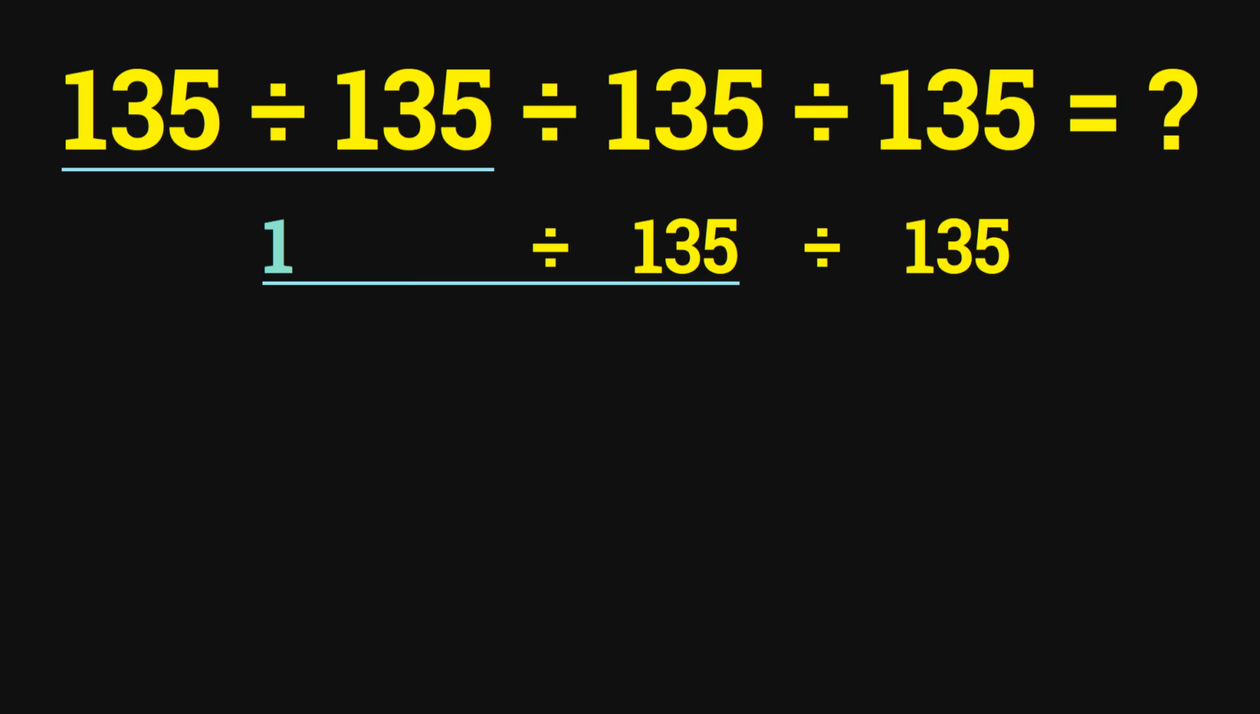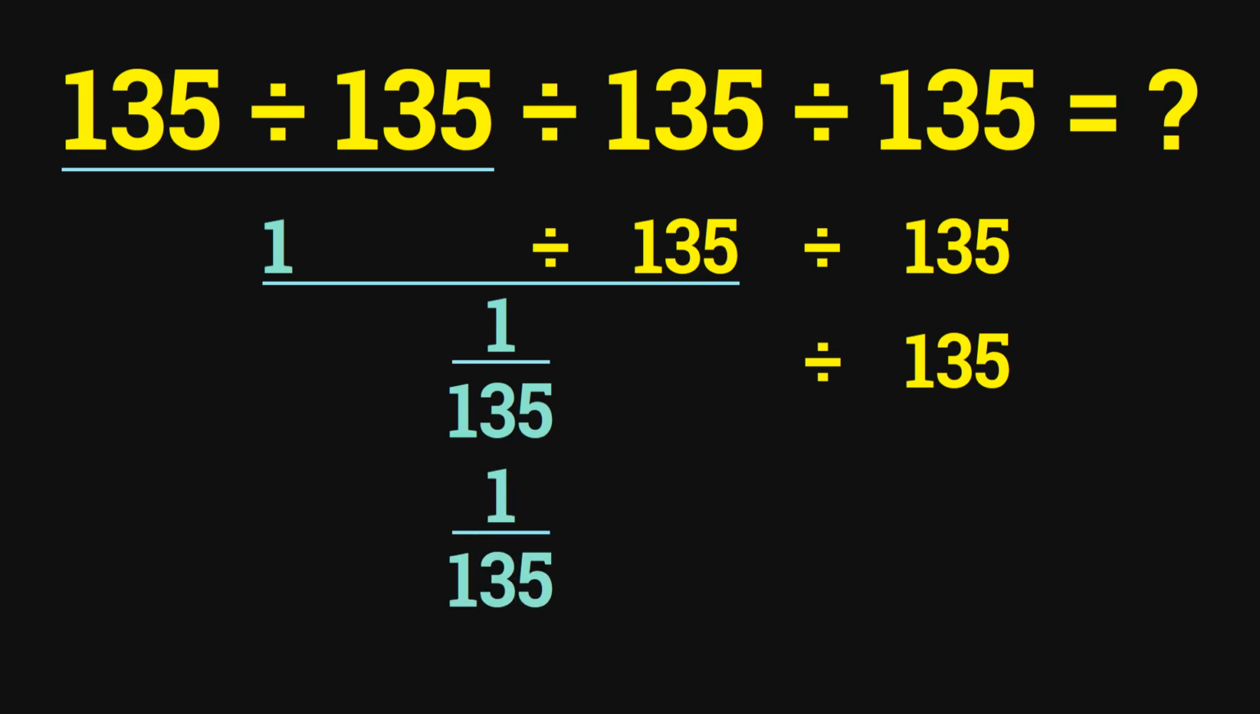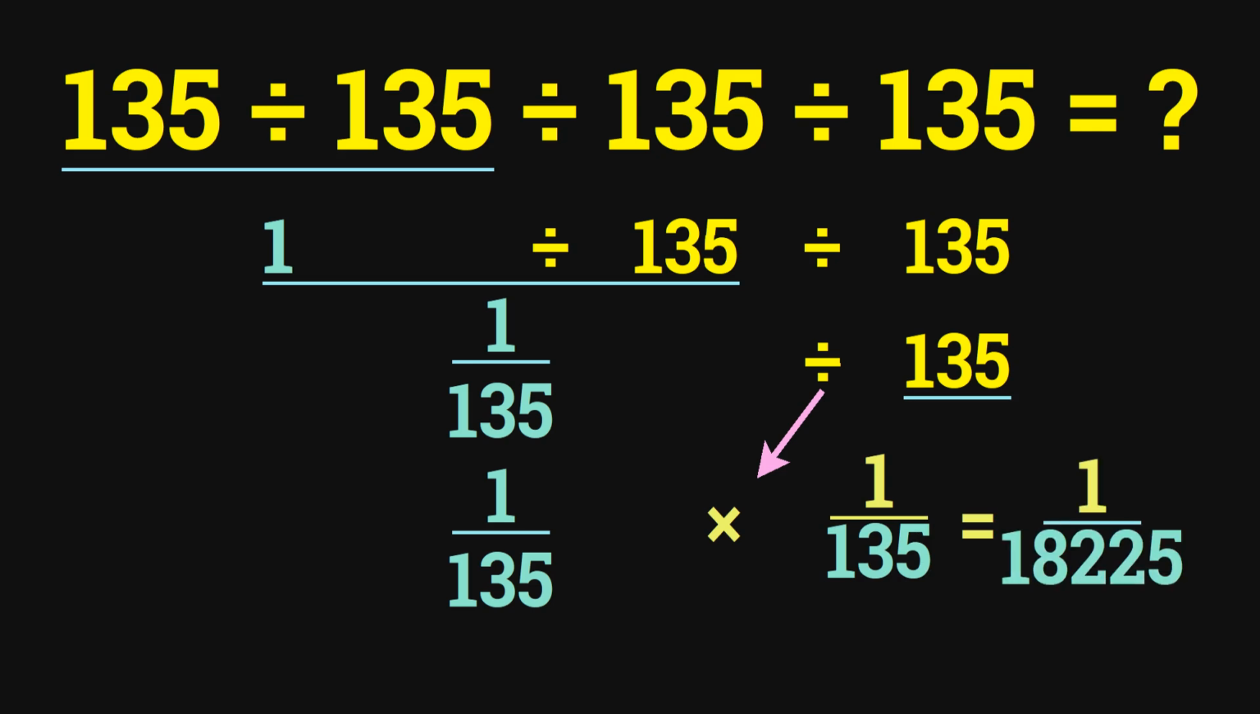1 divided by 135 can be written as 1 over 135 divided by 135. So to make this division, we have to drop down 1 over 135, then change division to multiplication, then flip the 135 to be 1 over 135, which equals 1 over 18,225. And this was our final answer for this problem.